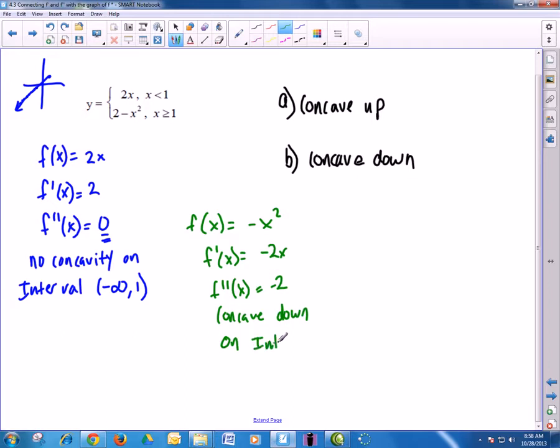On the interval from 1 to infinity. And then also we would probably include this point, since this interval does give us from that point inclusive, and so it's going to be inclusive of 1 to infinity, and that's where it's going to be concave down. Let's do one more example here.